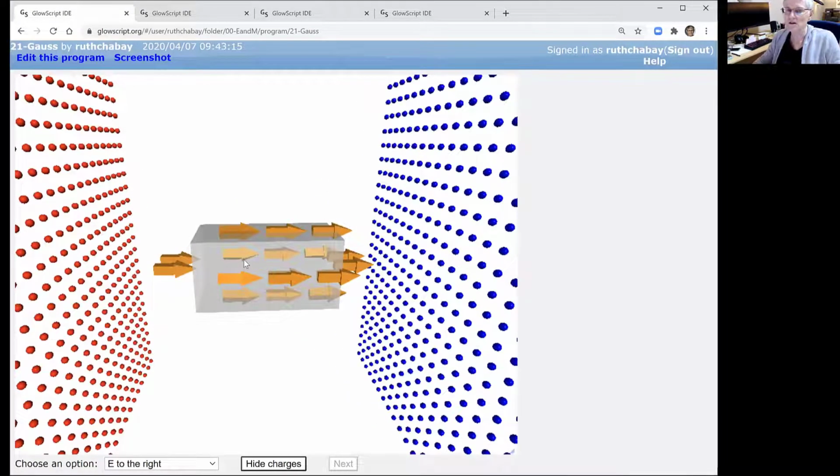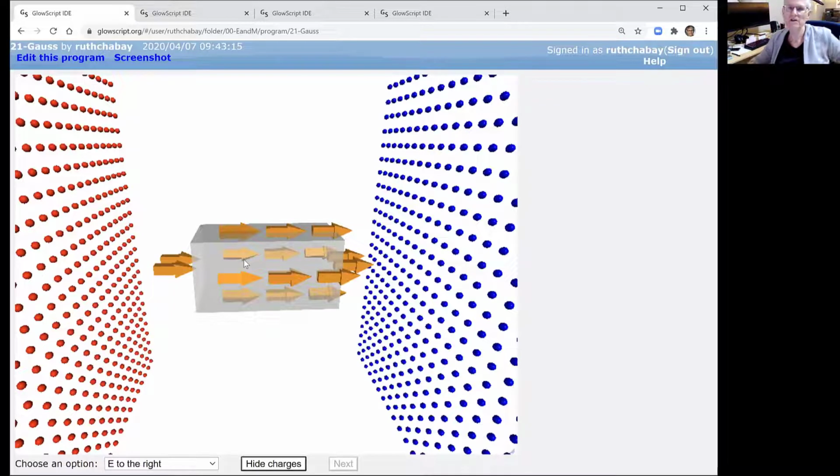Can you think of a different charge distribution that would make this pattern of field? Couldn't you have one of either of the plates? Yes, if you're close enough, we could either have the positive plate on the left, or we could have the negative plate on the right. This is electric field, so it's not a magnet.